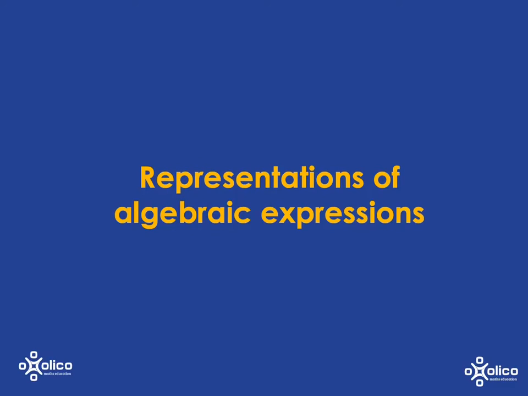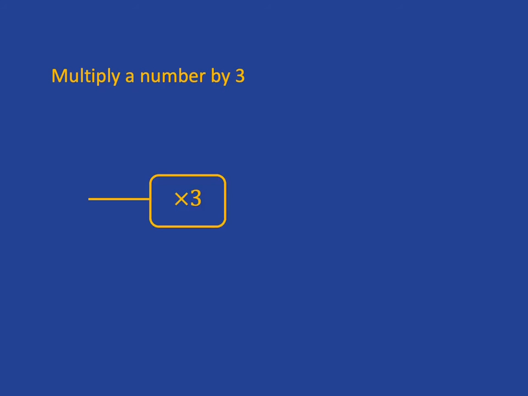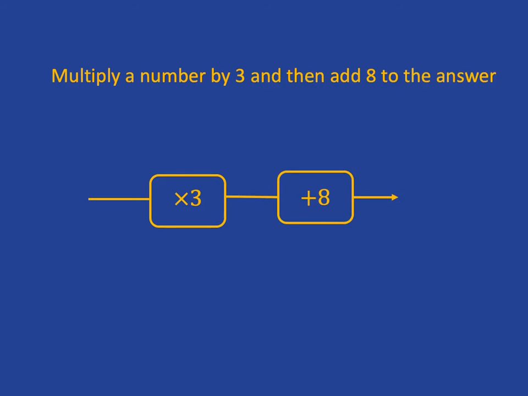We're going to look at different representations of algebraic expressions. We start with it in words. So we start by saying, let's multiply a number by 3. And we'll represent that as saying we're going to take the number, feed it into the machine that multiplies by 3. Then we're going to add 8 to the answer, so we need to add on the other machine, which adds on 8.